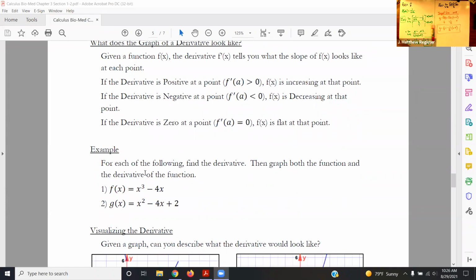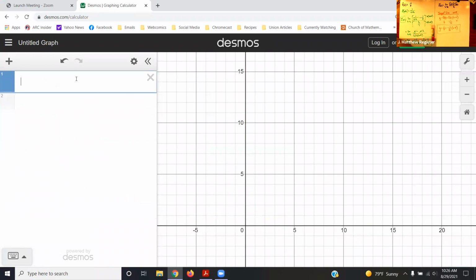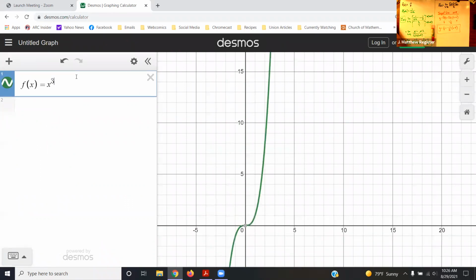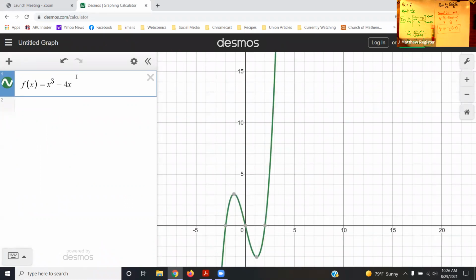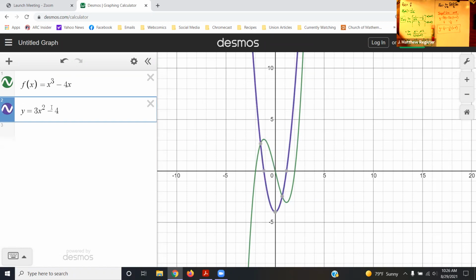Let's see if we can see what this looks like. It says, for each of the following, find the derivative, then graph both the function and the derivative of the function. I'll save us some time by just giving you the derivative of these. And so for the first one, x cubed minus 4x, let's graph it here. y equals x cubed minus 4x. And so this is the function. The derivative of the function would be given by y equals 3x squared minus 4.